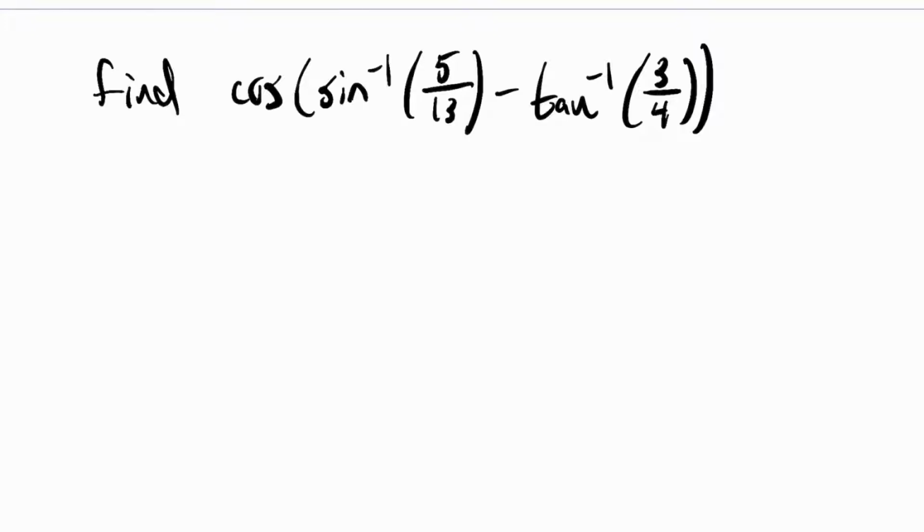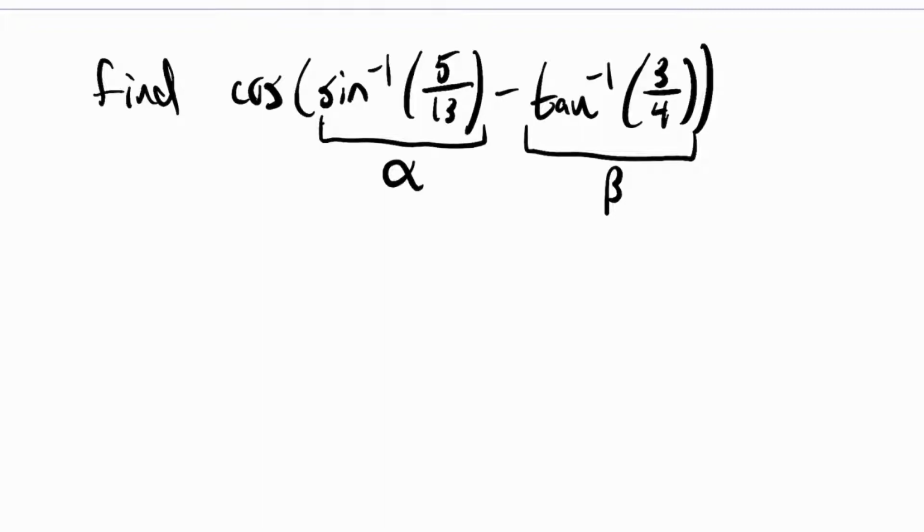So to get started, I'm just going to call this first angle alpha. Alpha is whatever sine inverse of 5/13 is. And then this angle, I'm going to call beta. Beta is whatever tangent inverse of 3/4 is. Now, you could just type the whole thing in the calculator, but as I said in the previous video, that's not always available to us.